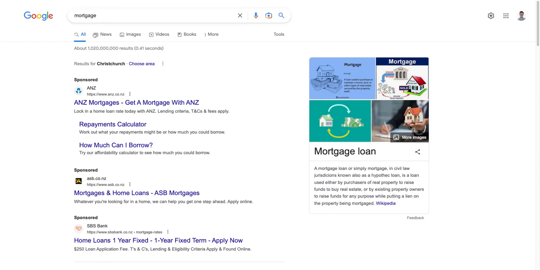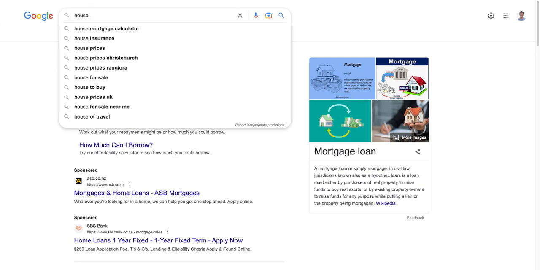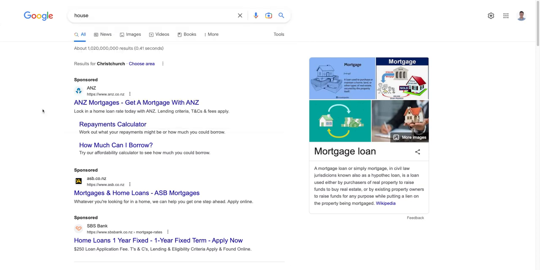So, if someone's looking for a mortgage, well, they might want a house. So why not advertise for house? Or house for sale or something like that. And you could probably draw a vague connection between someone looking for a mortgage and someone looking for a house, and they kind of go together, and you can get a whole lot of clicks that way.